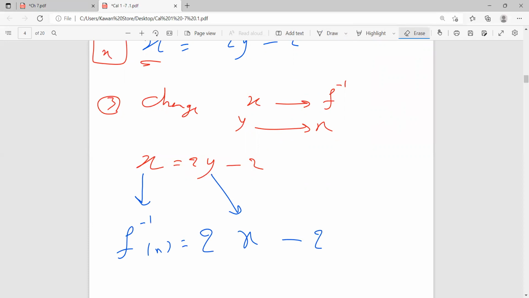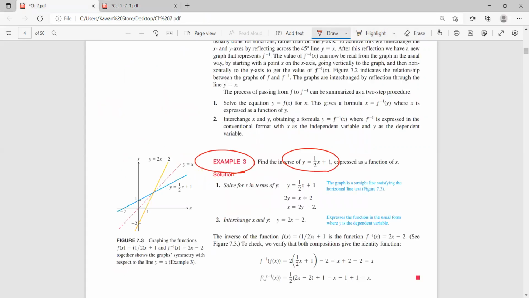You got it or not? We are going to change that x in this step into f inverse, and each y into x. Easy. Ready for solving the next example?